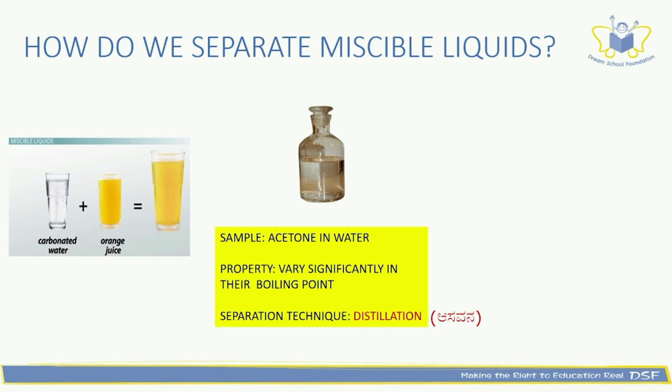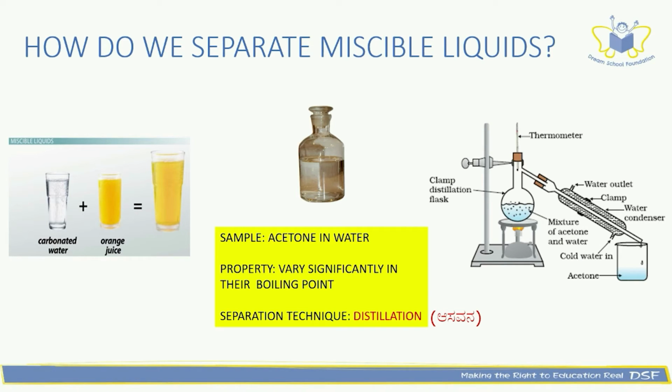We can't use filtration or a separating funnel. Can we use evaporation? We can, as both liquids will have different boiling points, as they are different. But how do we collect them back? For this purpose, we can use something called distillation, a process that employs condensation apparatus to collect the vapors back. The apparatus looks like this. The mixture is taken in the round bottom flask. We heat the mixture and collect the vapors when it condenses.